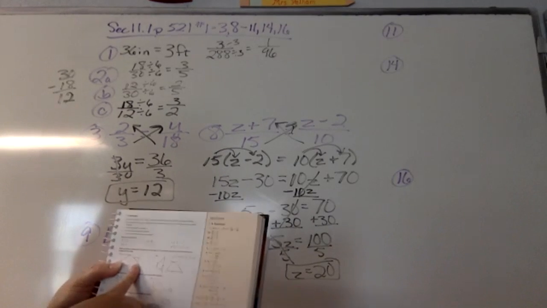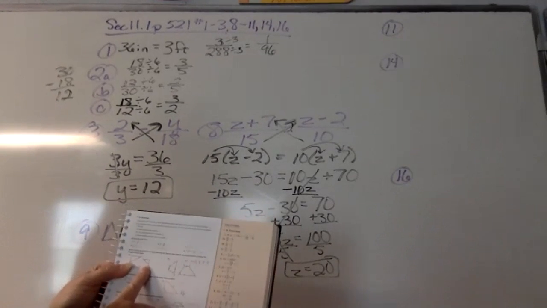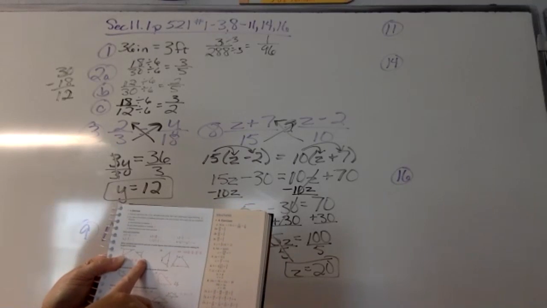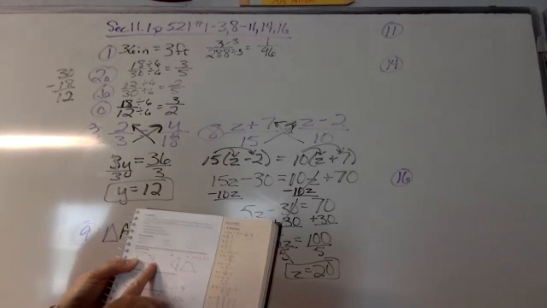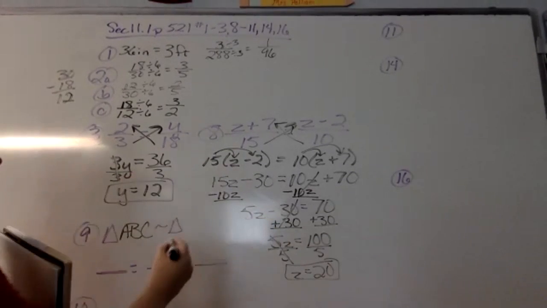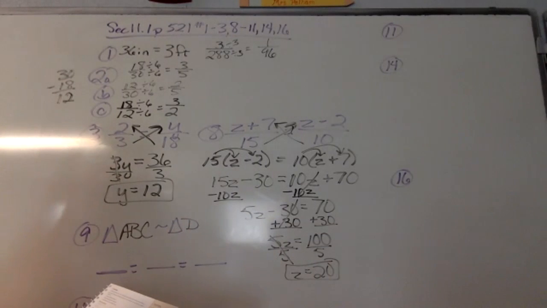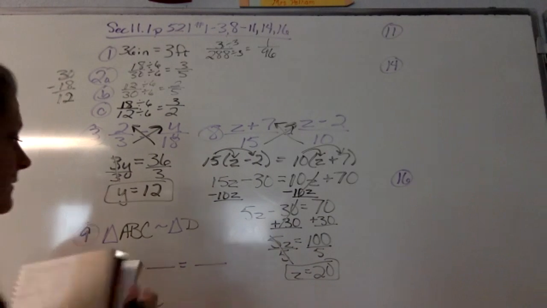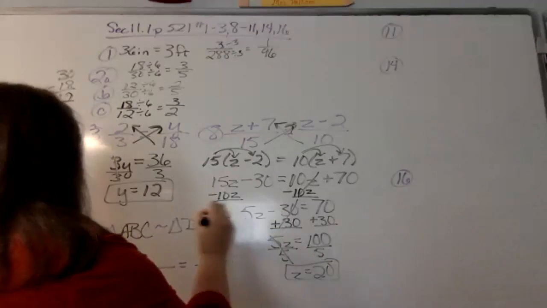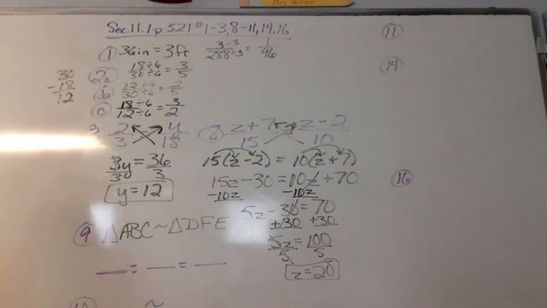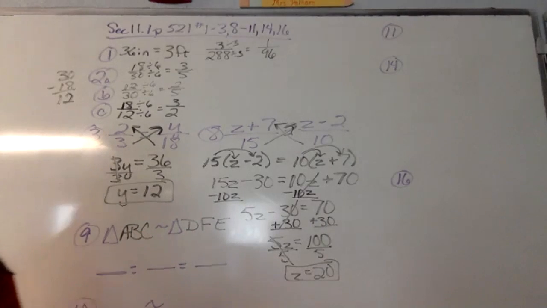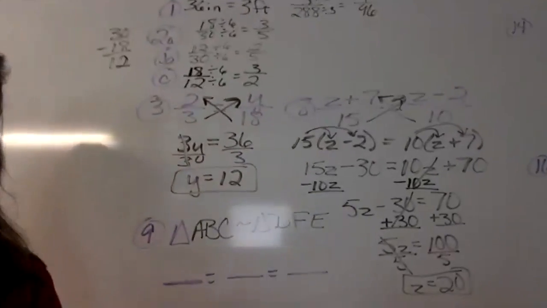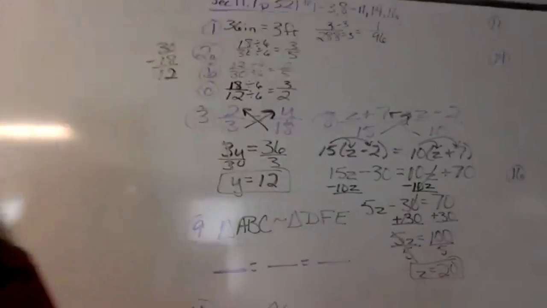Look at the other picture. What's marked the same? Angle D. Okay, A has one single mark, D has one single mark. Okay. What matches up with B? F. And then E matches up with C. Okay, so you have to make sure that you get them in the right order when you're writing your similarity statement.